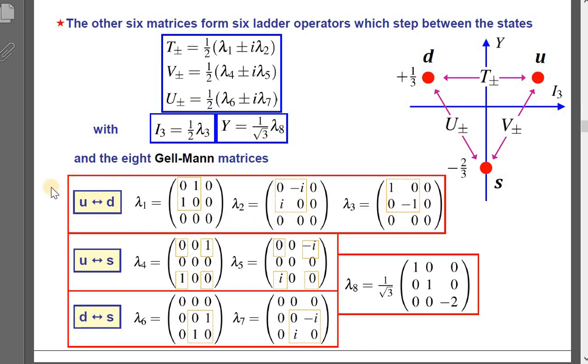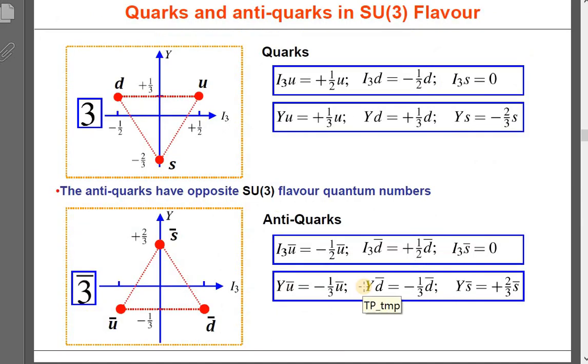These are the ones. So for UD, lambda 1, lambda 2, lambda 3 is important, and for US symmetry lambda 4, 5 along with lambda 8, and for DS symmetry lambda 6, 7 along with lambda 8 are important. Now, talking about quarks and antiquarks in the SU3 flavor in Y-I3 plot, you can represent it like this. Here I have just written down the I3 operation and its effect on U, D and S quarks, and also the antiquarks.